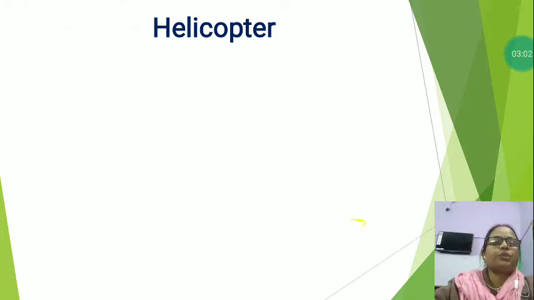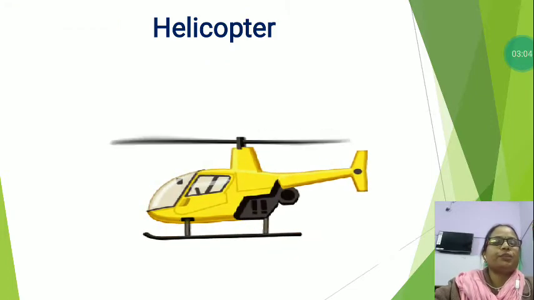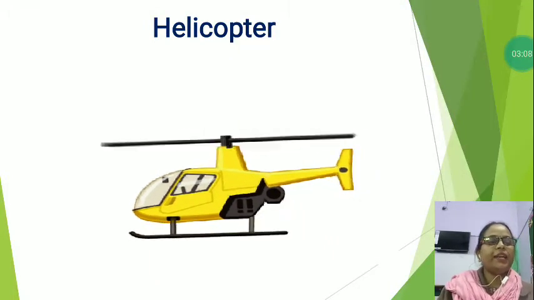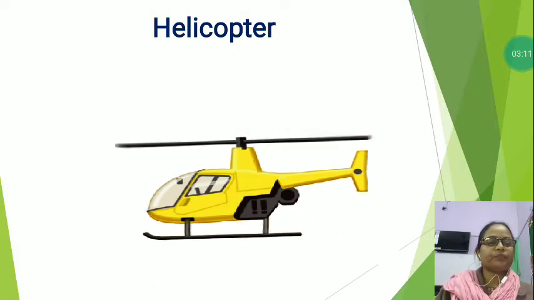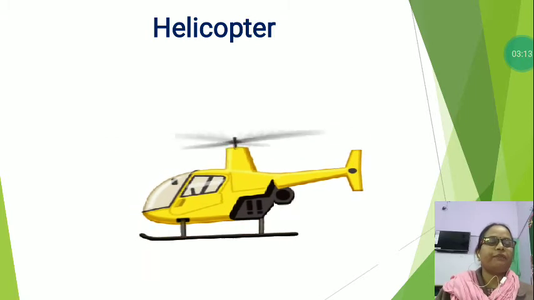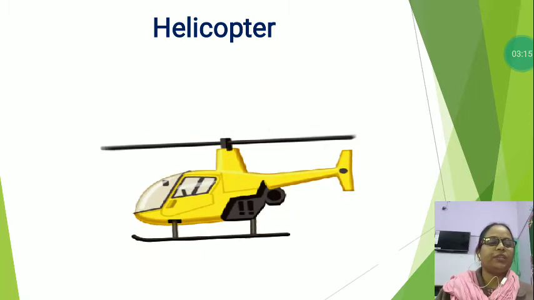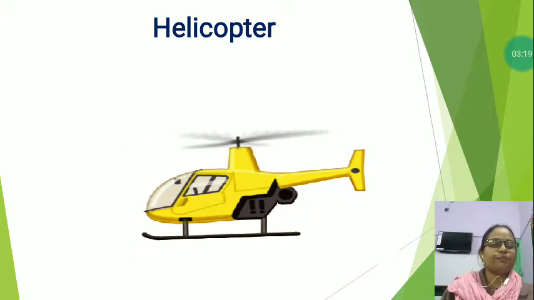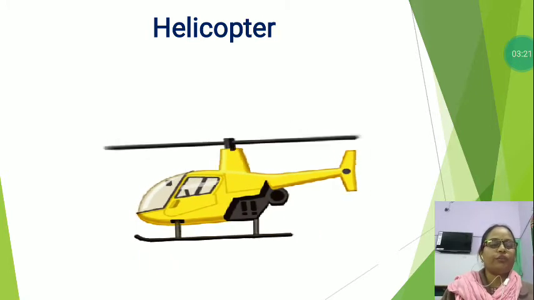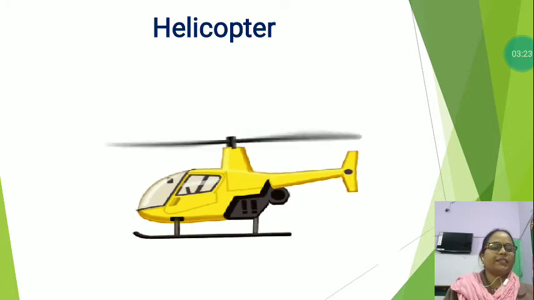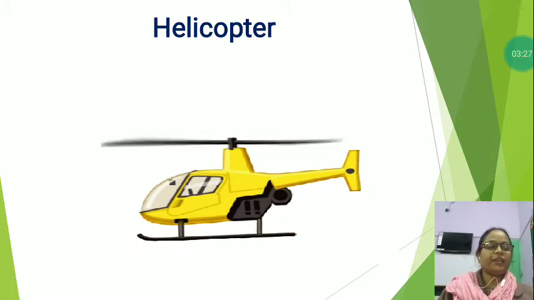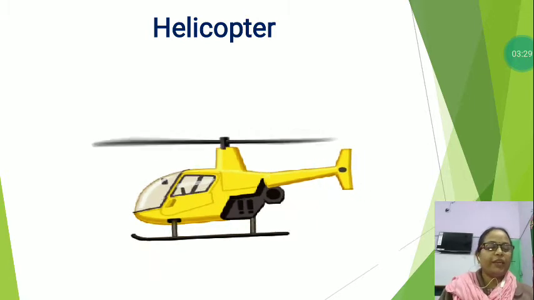Now the next is helicopter. You can see this is the picture of helicopter. Helicopter is a kind of aircraft. A helicopter can fly straight up and down, sideways or backward. It can also spin around or hover motionless in the air. Helicopter can fly lower than aeroplanes.